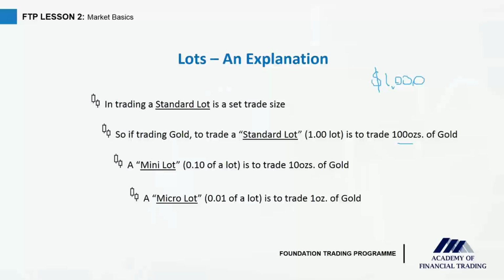It's $100,000 worth of a trade. But if you're able to trade just 1 ounce of gold, it means that you're able to trade just $1,000 worth. So it makes these markets more accessible to the normal trader. And that's how we're able to get access to them, by being able to trade these fractions, if you like, of these larger trade sizes, of these larger market sizes.